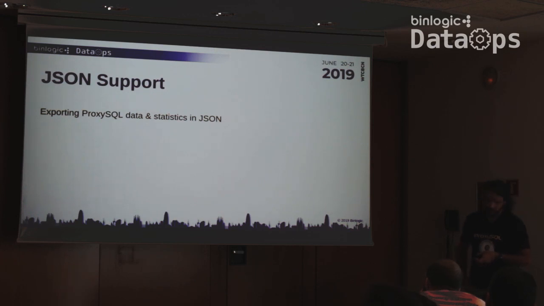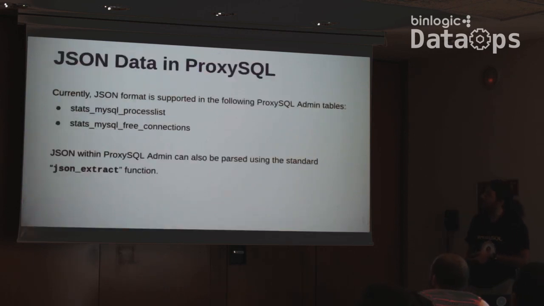Now, JSON support. In ProxySQL, JSON support was introduced into the tables stats_mysql_processlist and stats_mysql_free_connections. This table is new. The fact that we have JSON support means that you can now extract information from those two tables using functions specific to JSON, like JSON_EXTRACT.